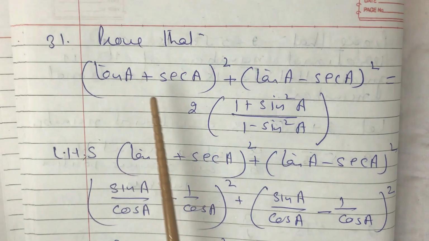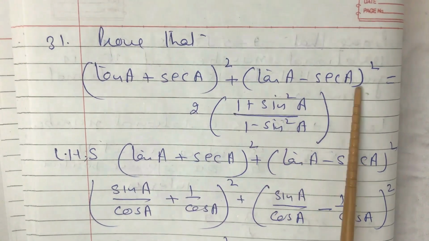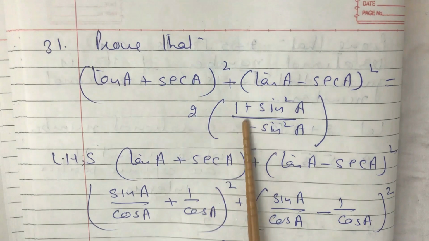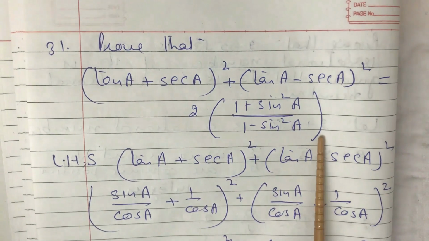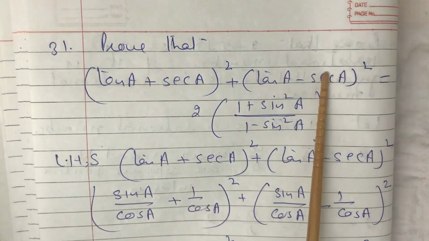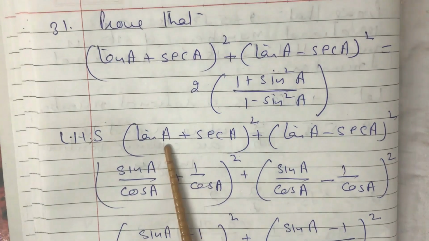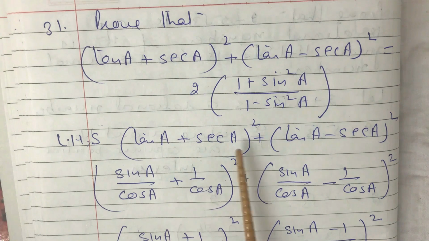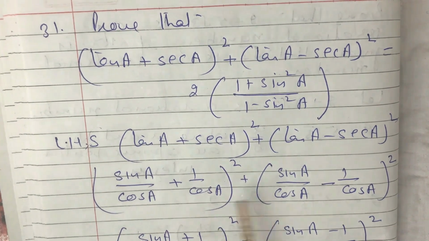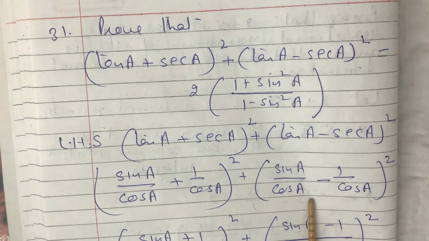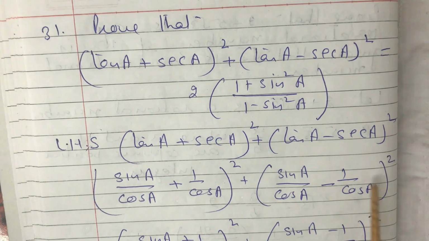Prove that tan a plus sec a whole square plus tan a minus sec a whole square is equal to 1 plus sine square a upon 1 minus sine square a. So this is the left hand side. So I am going to start with the left hand side. Tan a can be written as sine a by cos a. Sec a can be written as 1 over cos a.